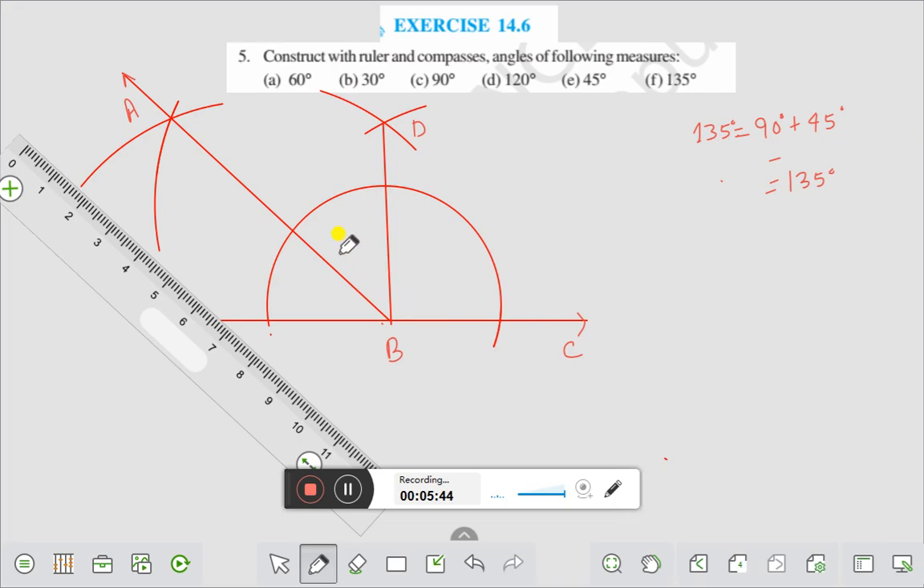Here you see that angle DBC is equal to 90 degree, and angle ABD is equal to 45 degree, right? If we add both the angles, we are getting 90 plus 45, that is 135 degree. Therefore, you can say that angle ABC is equal to 135 degree.